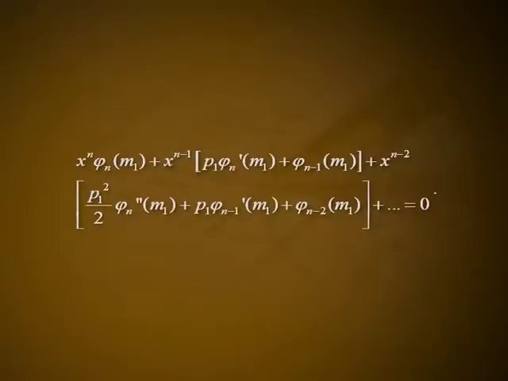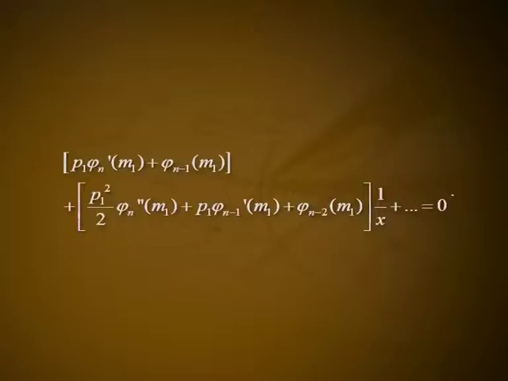Arranging terms according to descending powers of x, we get x raised to n into phi n of m1 plus x raised to n minus 1 into p1 phi n dash of m1 plus phi n minus 1 of m1 plus x raised to n minus 2 into p1 square by 2 into phi n double dash of m1 plus p1 phi n minus 1 dash of m1 plus phi n minus 2 of m1 plus etc. is equal to 0.